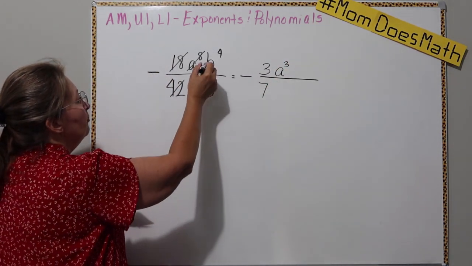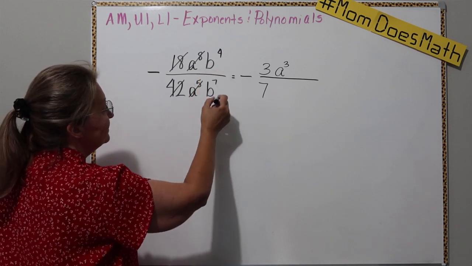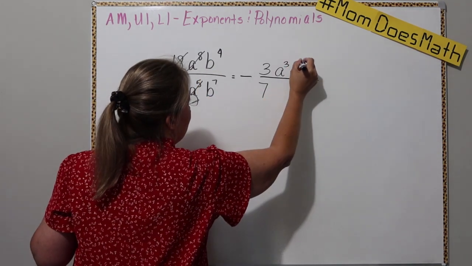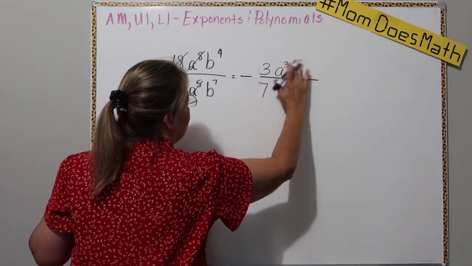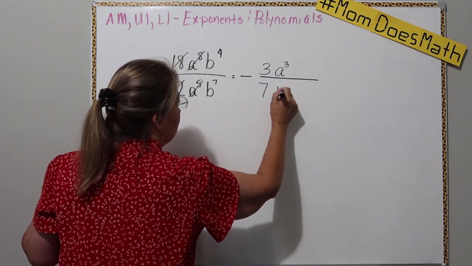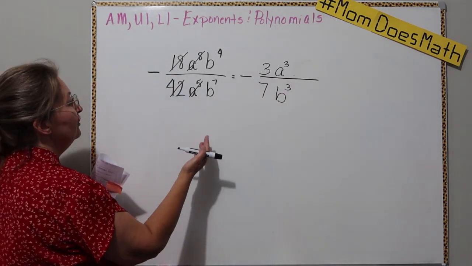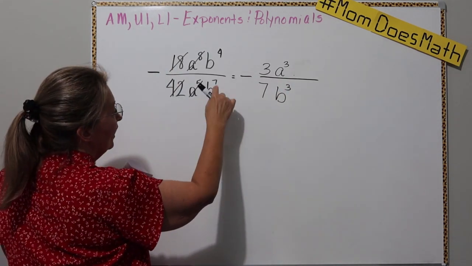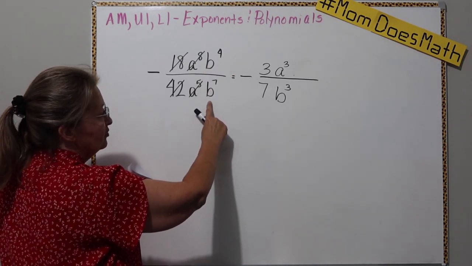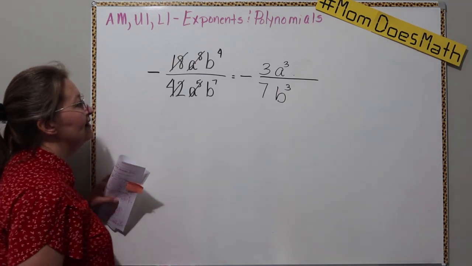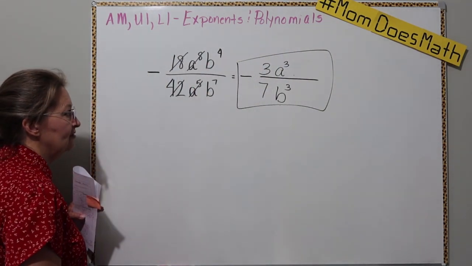Now here, b to the 4th over b to the 7th. If you subtract 4 minus 7, you get negative 3. So what do you have to do when you have a negative? We're just going to change it, put it right there on the bottom, and it becomes positive. Now, if you do it the other way, where you always subtract the large exponent minus the small one and put it where the largest exponent is, you still get that b to the 3rd right there on the bottom. So that is your final answer.